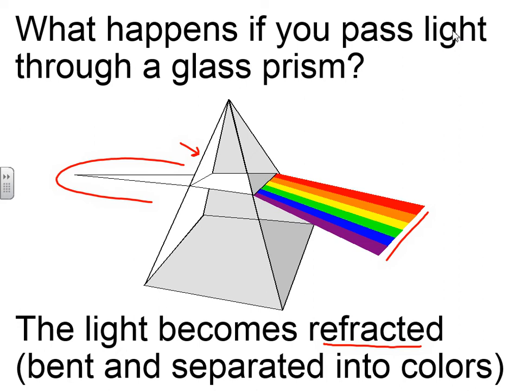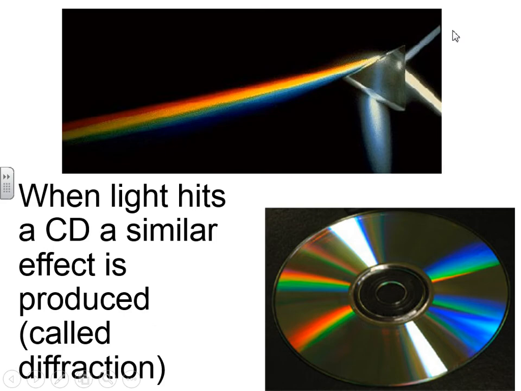Now, this allows us to see deeper into the structure of light. So here's an actual picture of the same thing happening. You can do this with a prism at home. You can even do it with just a mirror and some water. And a similar thing happens with, these used to be pretty popular, a compact disc. This idea, or this concept, is called diffraction, which is related to refraction.